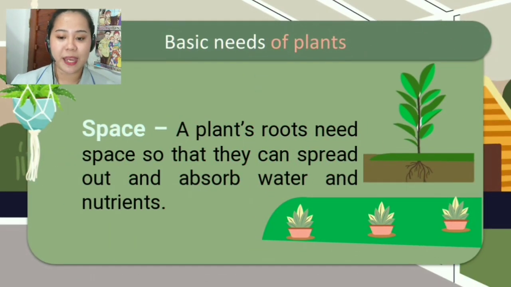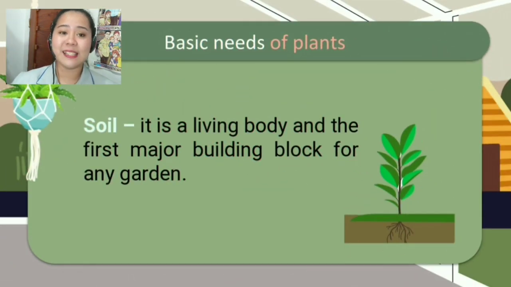The fourth one is space, or space to grow. A plant's roots need space so that they can spread out and absorb water and nutrients. Based on the research, all living things need space. Students, it's not hugot, but plants need space to grow, because leaves need space so that they can access light. When plants grow too close to each other, they compete in absorbing nutrients. And the last one is soil.